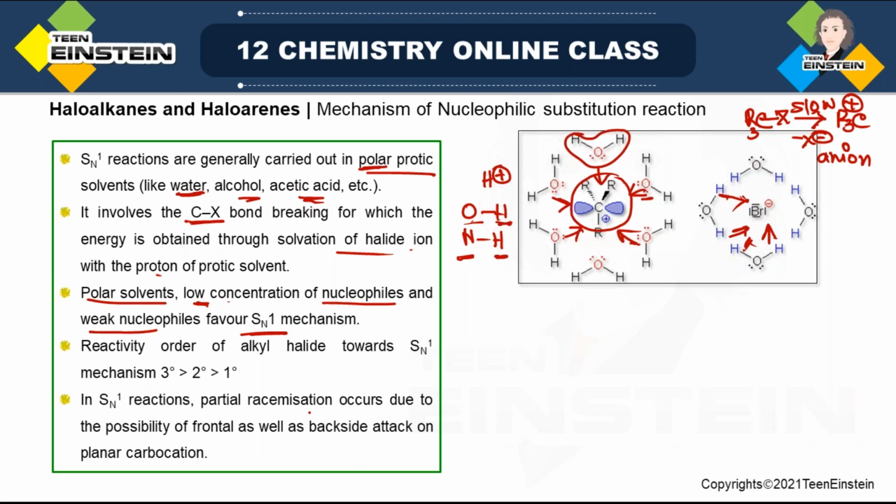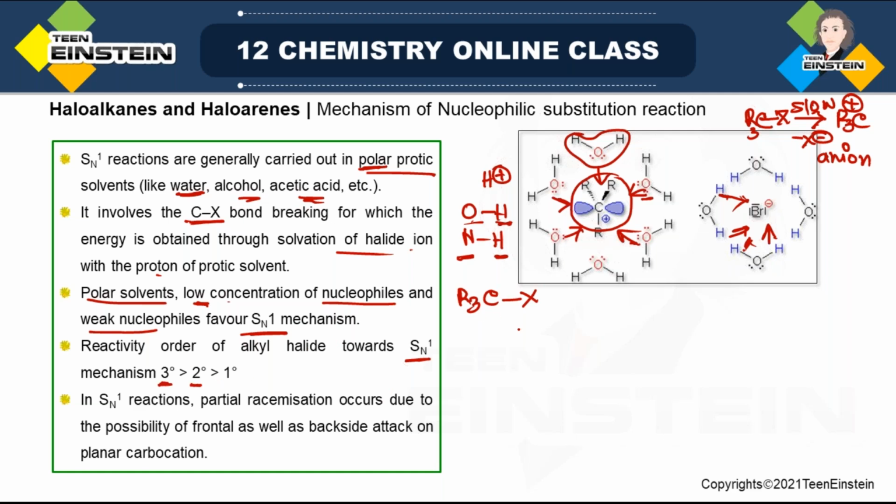Next is the reactivity order of alkyl halides. What type of alkyl halide you have taken is also important, because depending on that, it may be SN1 or SN2. If it is a 3 degree alkyl halide, for example R3CX, it will generate the R3C+ carbocation, which is very stable. That is why 3 degree will give you the best result.